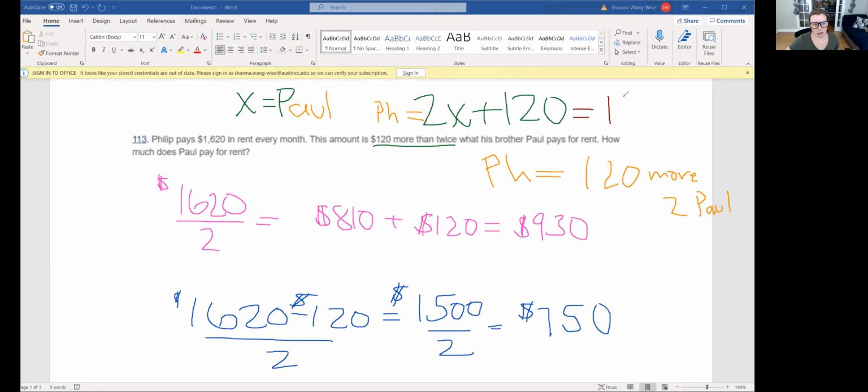But if we put this to 1620, that's just Phil. That's like Phil is paying this whole thing. But in the end, we find Paul pays less than what Philip pays. How could we put these together to pay the rent? Aren't they paying it together? We have Phil and Paul. Together they pay the rent.